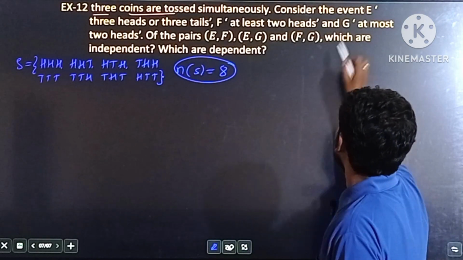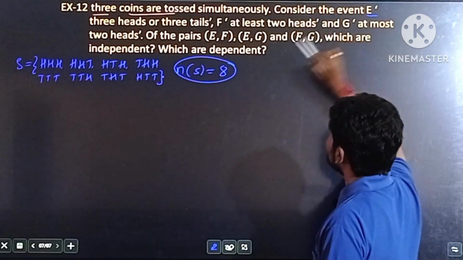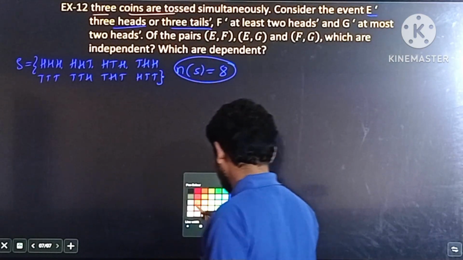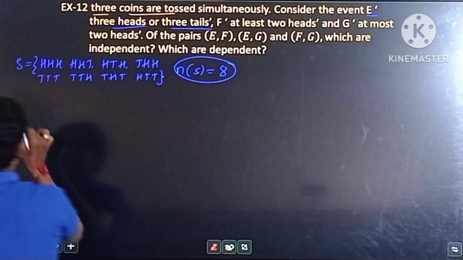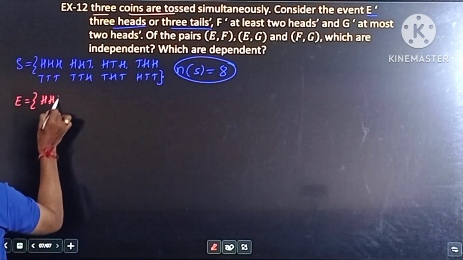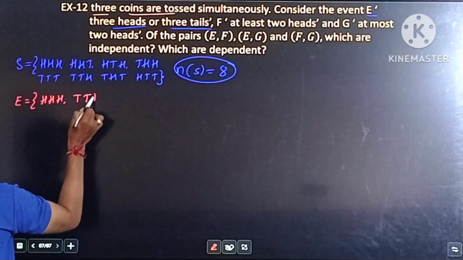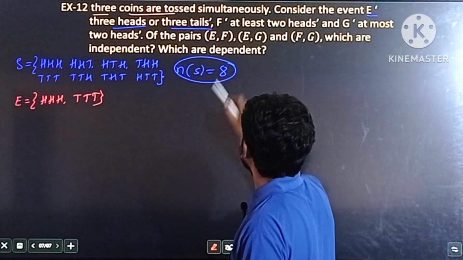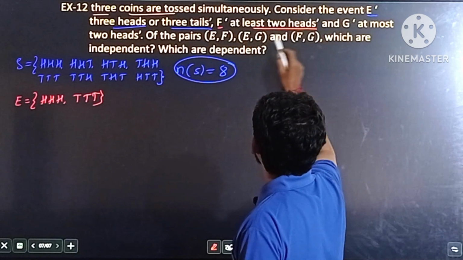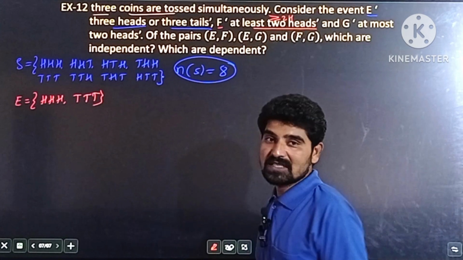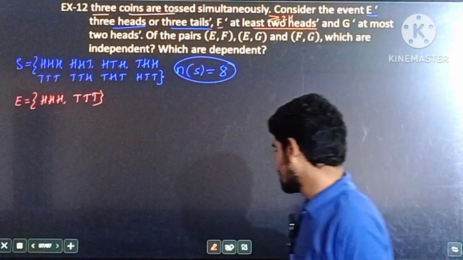And the question is, consider the events. Event E is 3 heads or 3 tails. So these are the only two possible outcomes of the event E. And F is at least 2 heads. At least in the sense greater than or equal to 2 heads. It means either 2 heads or 3 heads.